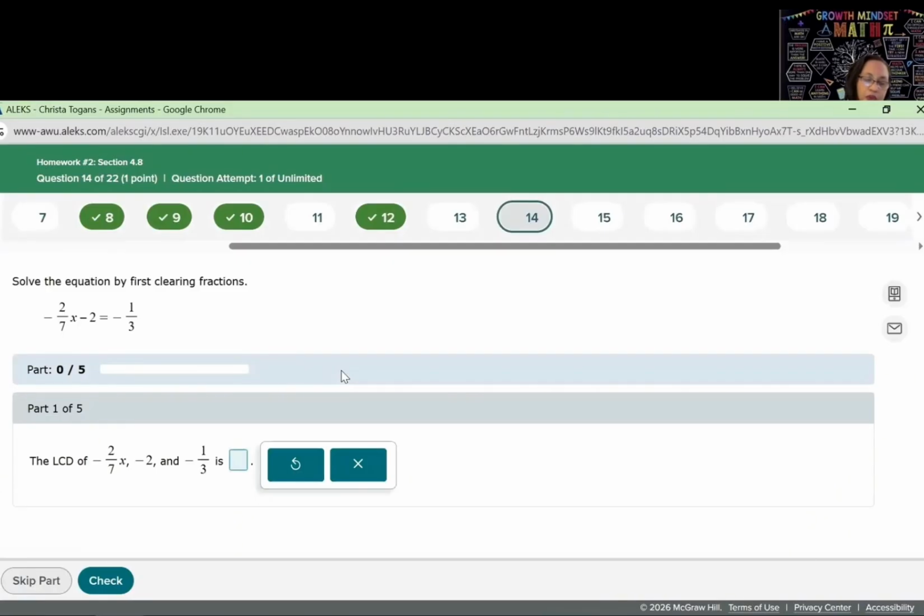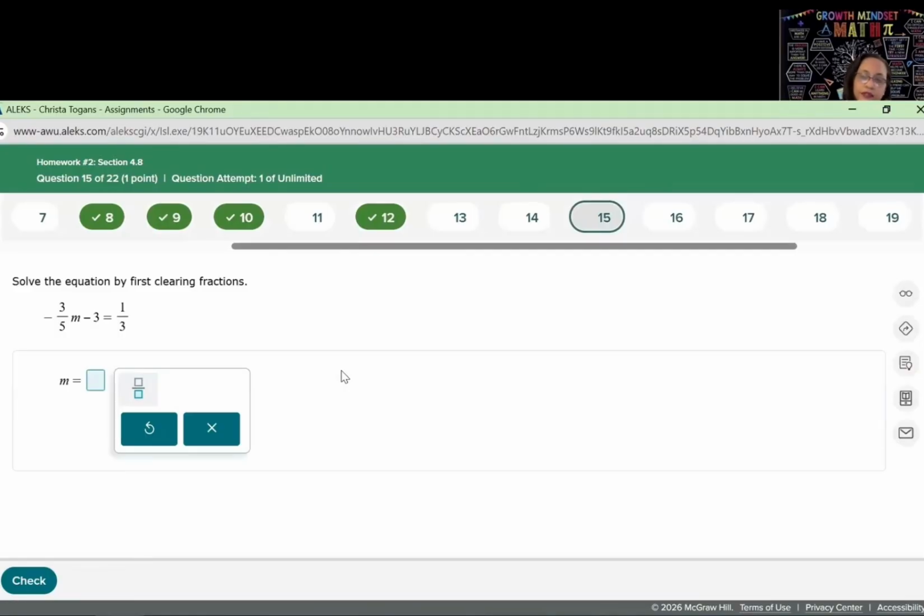You add to both sides first. You're going to combine -1/3 and 2. And then you're going to multiply by the reciprocal, -2/7, which will be -7/2, to both sides. So pause it, give it a try. Or you can use this as you go on with your homework.